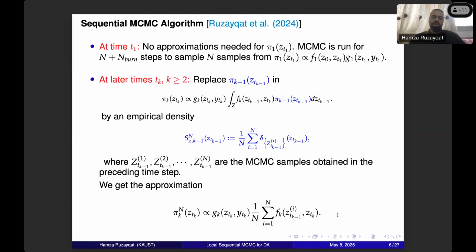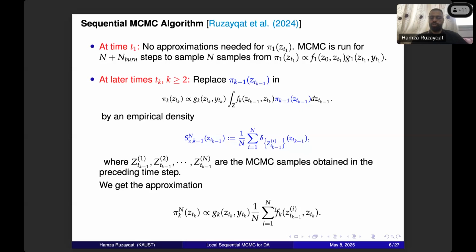However, now remember I need to sample n samples from this distribution. So for each sample, I need to compute this n summation, which means I need to evaluate f n times, plus the evaluation of g, of course. And this will result in a cost that depends on n squared.